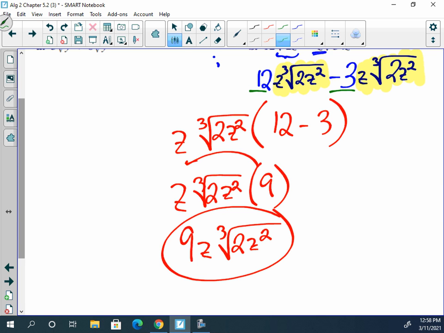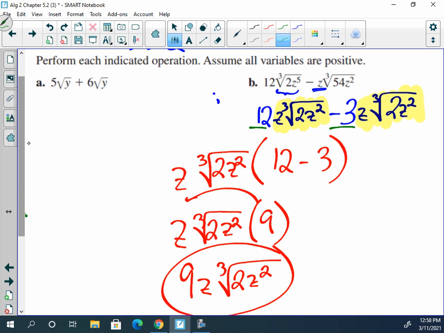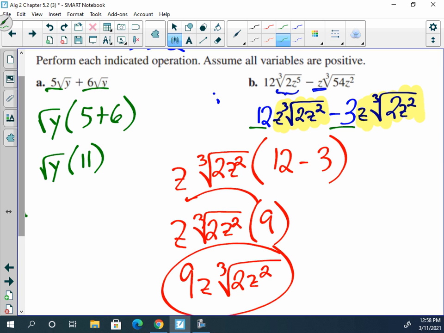Questions on this here? Does this kind of make more sense why we can do this? Because even on the first one, I'm going to scroll back up. This one here, 5 square root of y plus 6 square root of y, well, we easily saw that that's 11 square root of y. Well, I could have factored the square root of y out, which would have given us 5 plus 6. Well, 5 plus 6 is 11, so we get 11 square root of y. That's why this works.